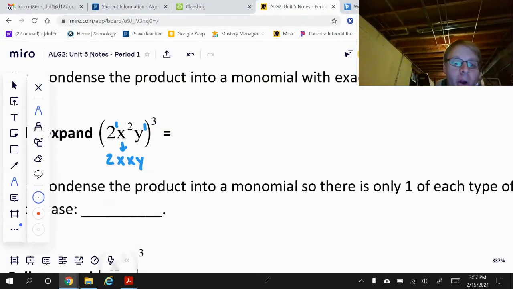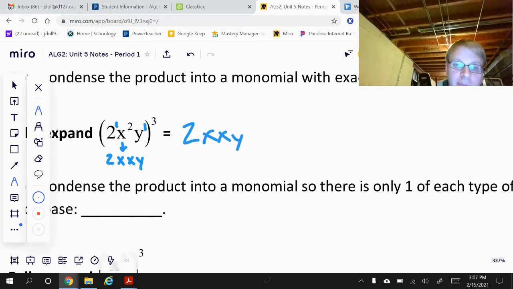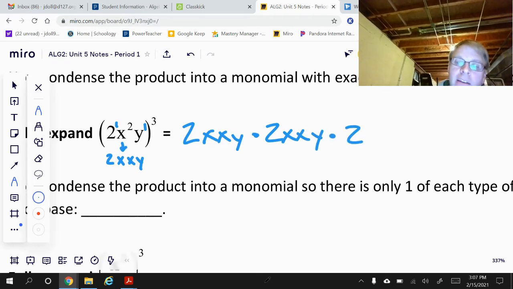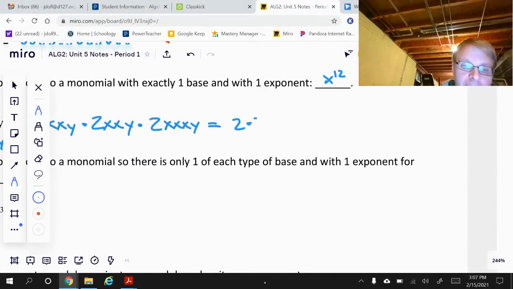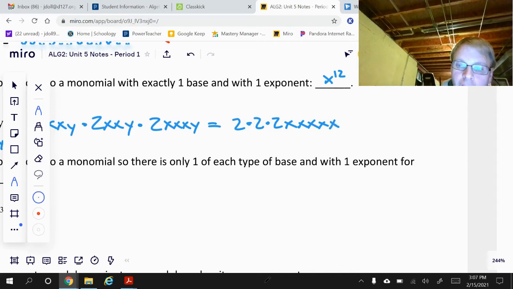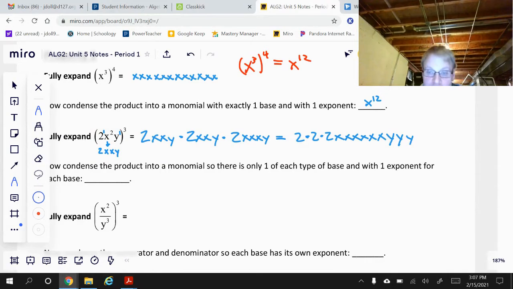So as we already kind of saw, x squared is really x times x. So this would be 2x times x times 2x times x y, times 2xy, right? Which we can use the commutative property to move the like bases around next to each other. One more, and then y, y, y. And either of those would be a fully expanded form of that expression.